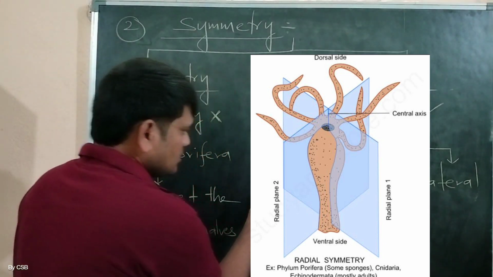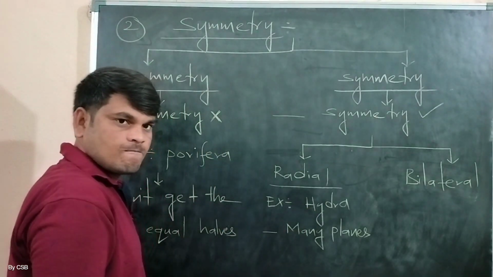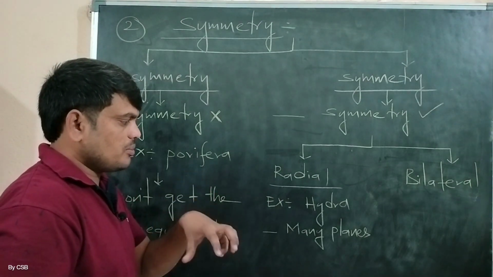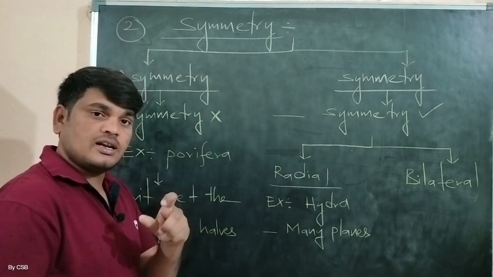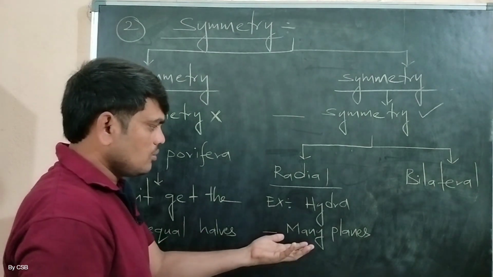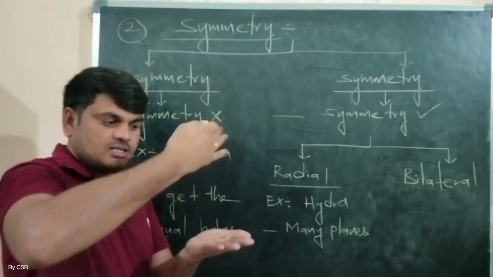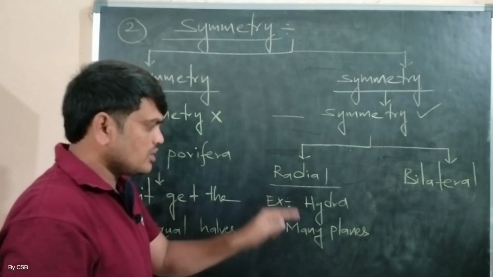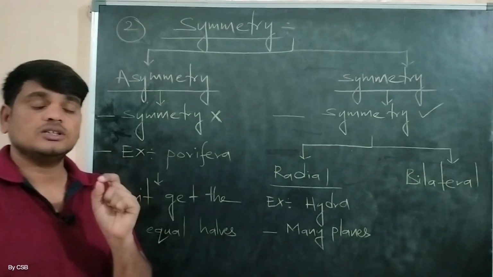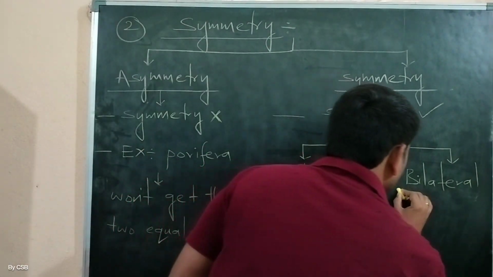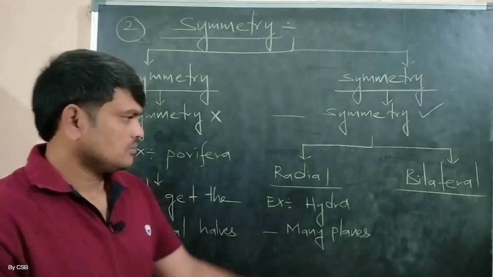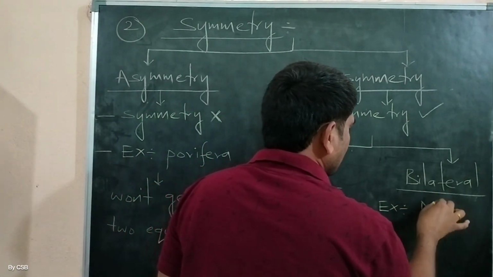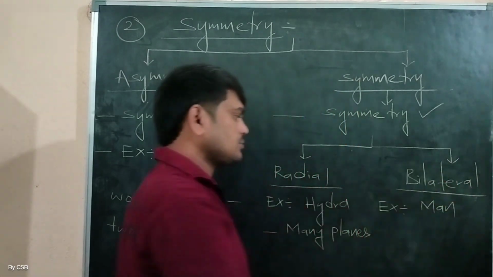So radial symmetry is exhibited by Hydra. When you observe the diagram of Hydra, the organs are arranged in a sun-ray manner. So many planes can cut the organism into two equal halves. Such an arrangement of organs is called radial symmetry.